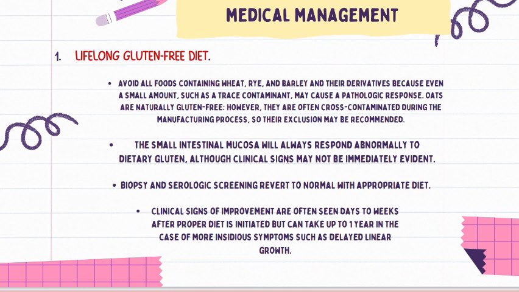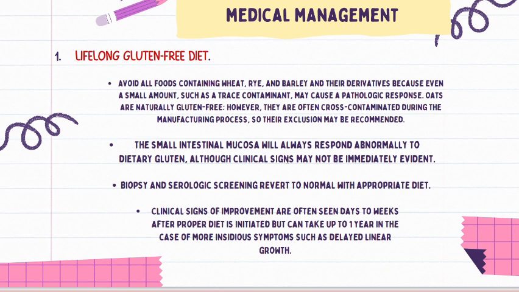Medical management. First, a lifelong gluten-free diet. Avoid all foods containing wheat, rye, and barley and their derivatives, because even a small amount, such as a trace contaminant, may cause a pathologic response. Oats are naturally gluten-free. However, they are often cross-contaminated during the manufacturing process, so their exclusion may be recommended.